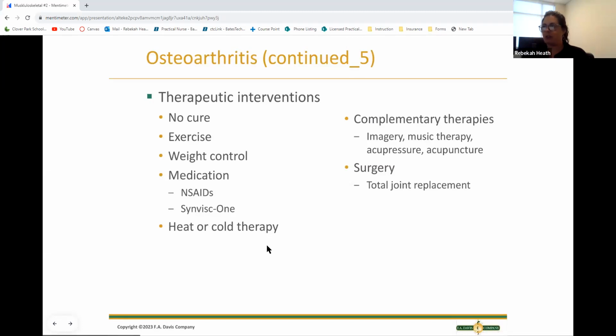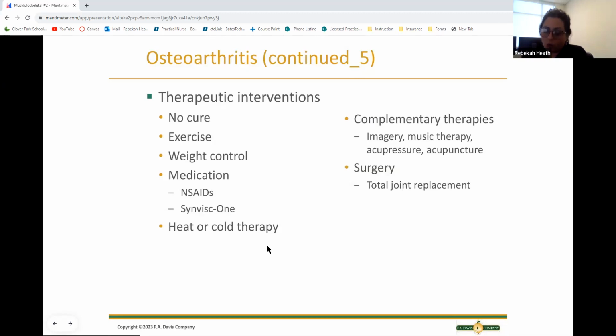So what do we do for these patients? There's no cure, so we're not going to be able to take it away, but we can do some things that can help. Things like exercising, having stronger muscles and joints, or supporting structures, can help to stabilize joints and make them stronger. Weight control: if you have more weight pressing in on those joints, making it harder to work, that can be pretty painful, so weight loss can help. We might give them some NSAIDs or other medications that can help with the pain.